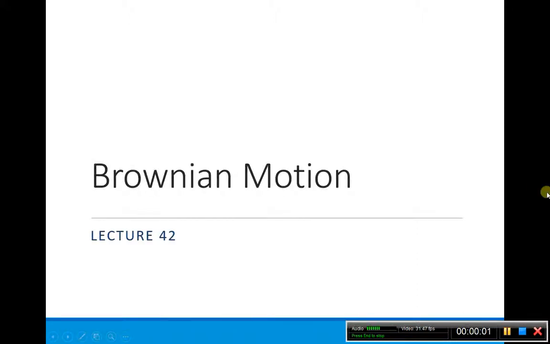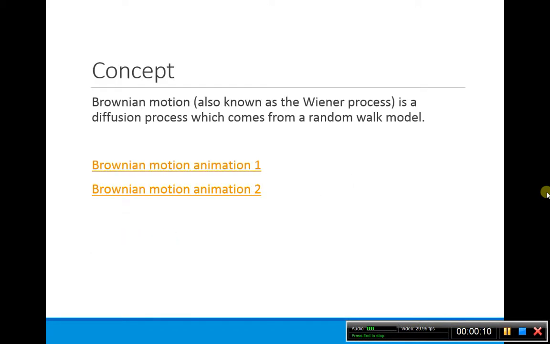This is lecture 42. In this lecture, we're going to talk about Brownian motion. I'm going to give you the idea of what it is and also give you some formal definitions for it. The concept of Brownian motion is also called a random process. It is a diffusion process which comes from a random walk model.